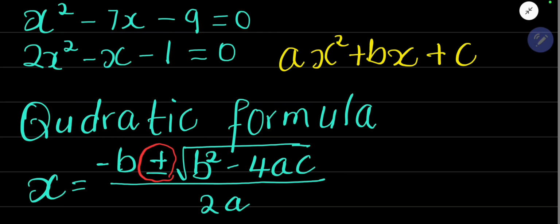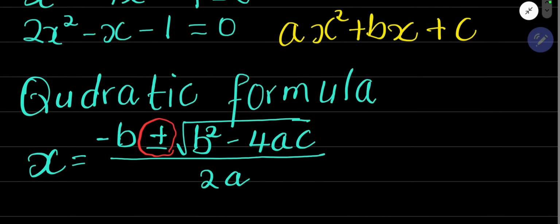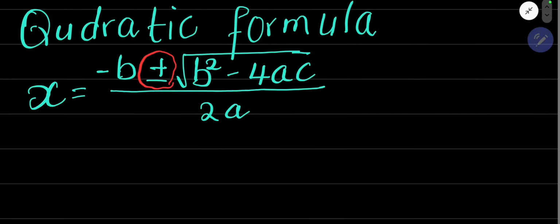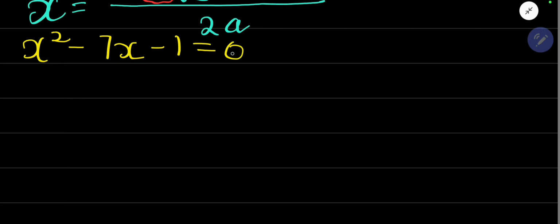Okay, let us solve one of these. Let us solve the top one using the quadratic formula. Okay, so let's check it. It is x squared minus 7x minus 1 is equal to 0.